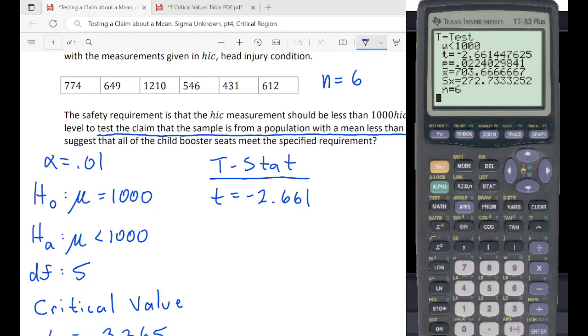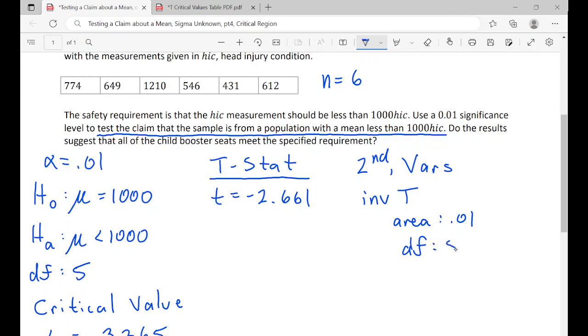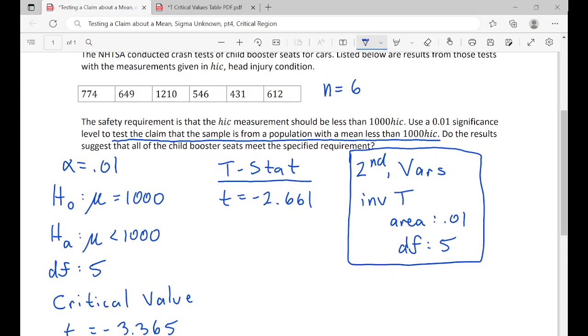If you don't want to use a t-chart and you want to use a calculator to find the critical value, what you would have to do is go to second vars and select inverse t. There, for the area, you're going to select 0.01, and then for the degrees of freedom, you're going to select 5. And since it's a left-tailed test, make sure we use a negative number for our t-stat.